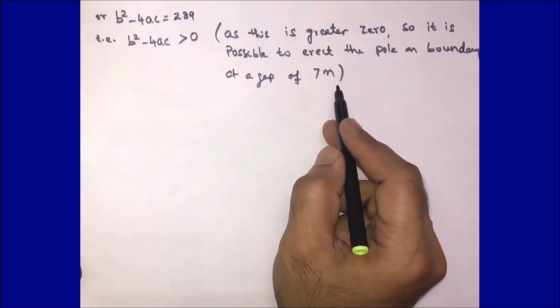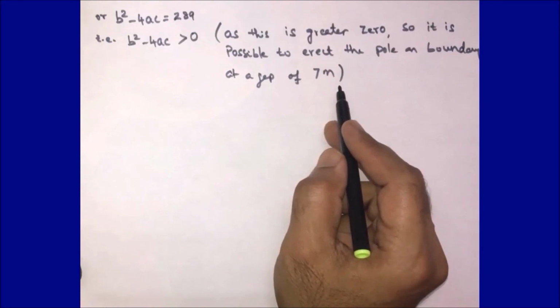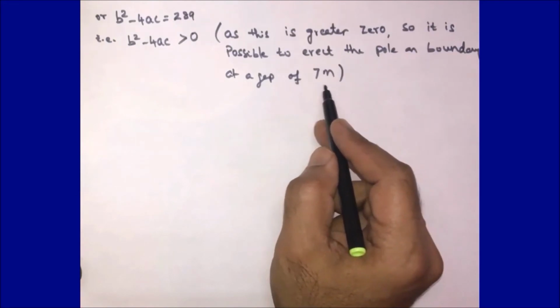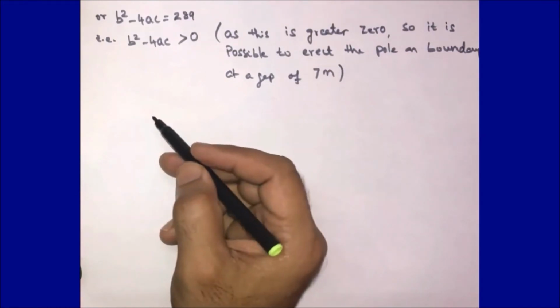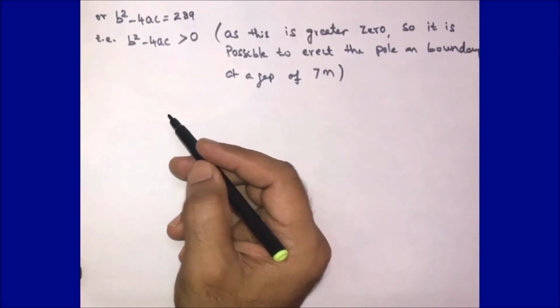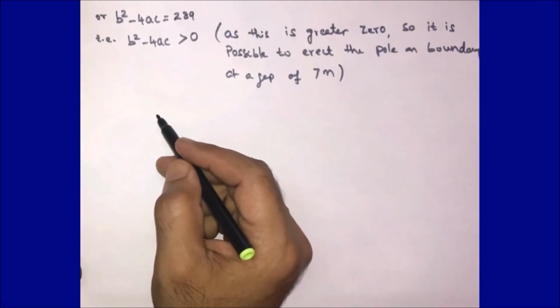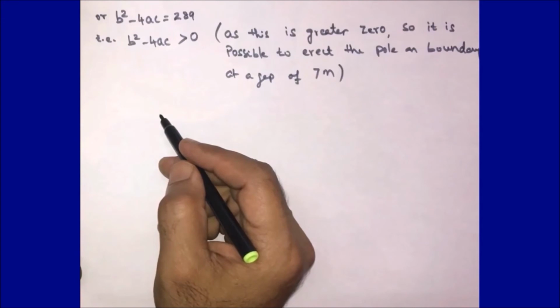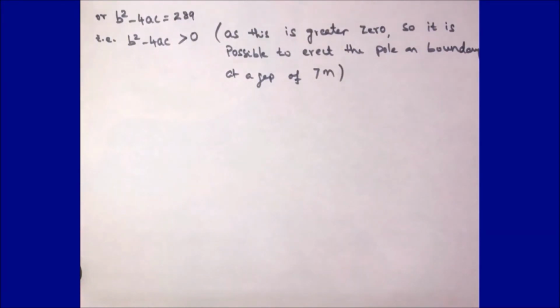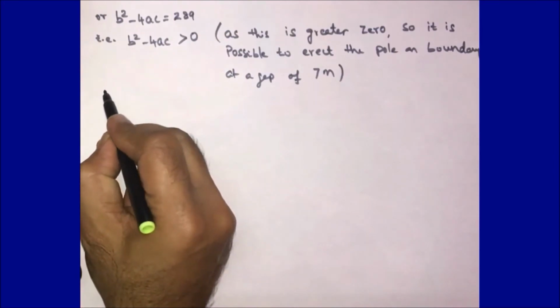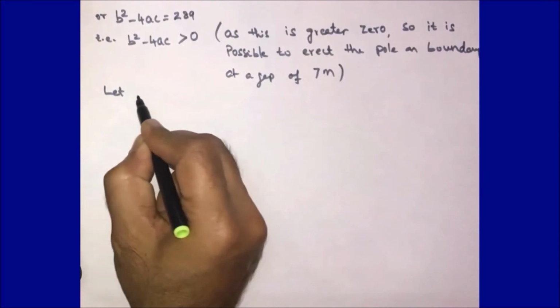Now, in order to find out the distance from the two gates the pole should be erected, we need to solve this equation applying the quadratic equation formula. So guys, let us now move ahead and solve the resulting equation applying the quadratic equation formula and see what we are going to get. Now, in order to apply the quadratic formula, let us apply the quadratic formula here.